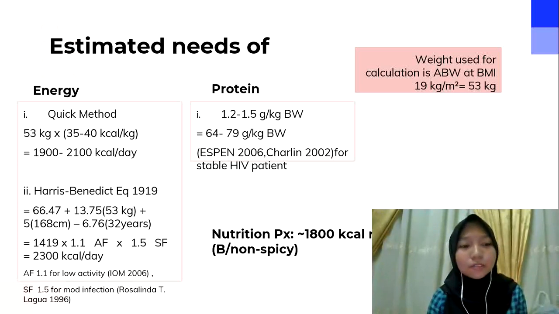of energy prescription, so I give the patient about 1800 kcal per day regular hospital diet with non-spicy food, because the patient has an oral issue, which is an ulcer and also erythematosus, and I thought the patient cannot eat the spicy food. And then for the protein, I prescribe the patient 64 to 79 gram per kg body weight, which is high protein according to ASPEN 2006 for a stable HIV patient.